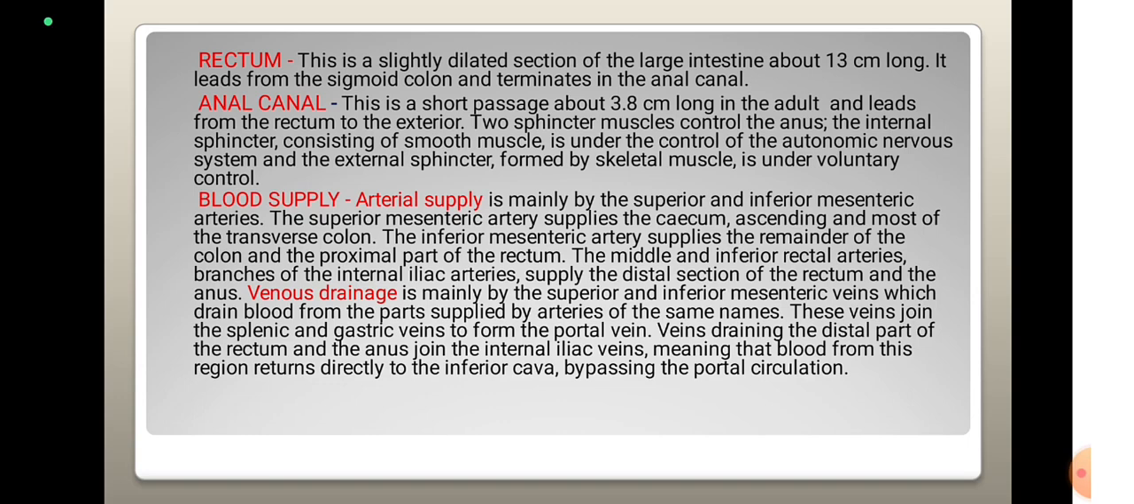Veins draining the distal part of the rectum and the anus join the internal iliac veins, meaning that blood from this region returns directly to the inferior vena cava, bypassing the portal circulation.